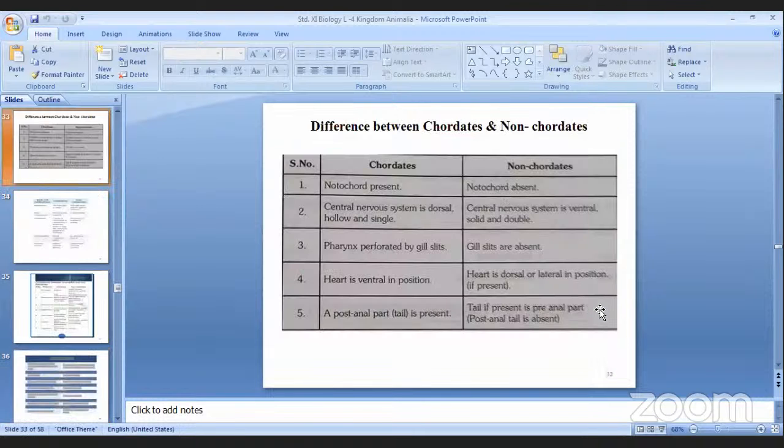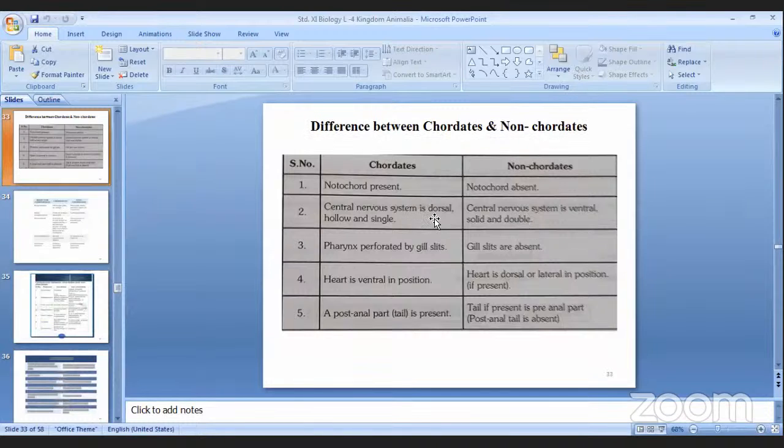Now here, first of all, we have studied the non-chordates, isn't it? And now we are going to study the chordates. So let's understand the difference between the two, chordates and non-chordates. Based on the presence or absence of notochord, they are classified broadly as chordates and non-chordates. Then the central nervous system is dorsal, hollow, and single in chordates, whereas in non-chordates it is ventral, solid, and double. See here the difference.